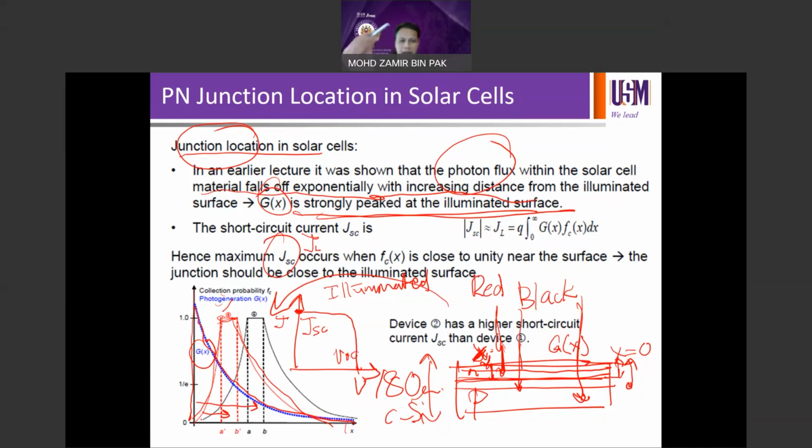So you should expect maximum JSC to occur when your FCX, or your collection probability, is close to unity near the surface. So that means the junction needs to be designed to be as close as possible to the surface in order to produce maximum photocurrent at short circuit condition, JSC, short circuit current density, right?